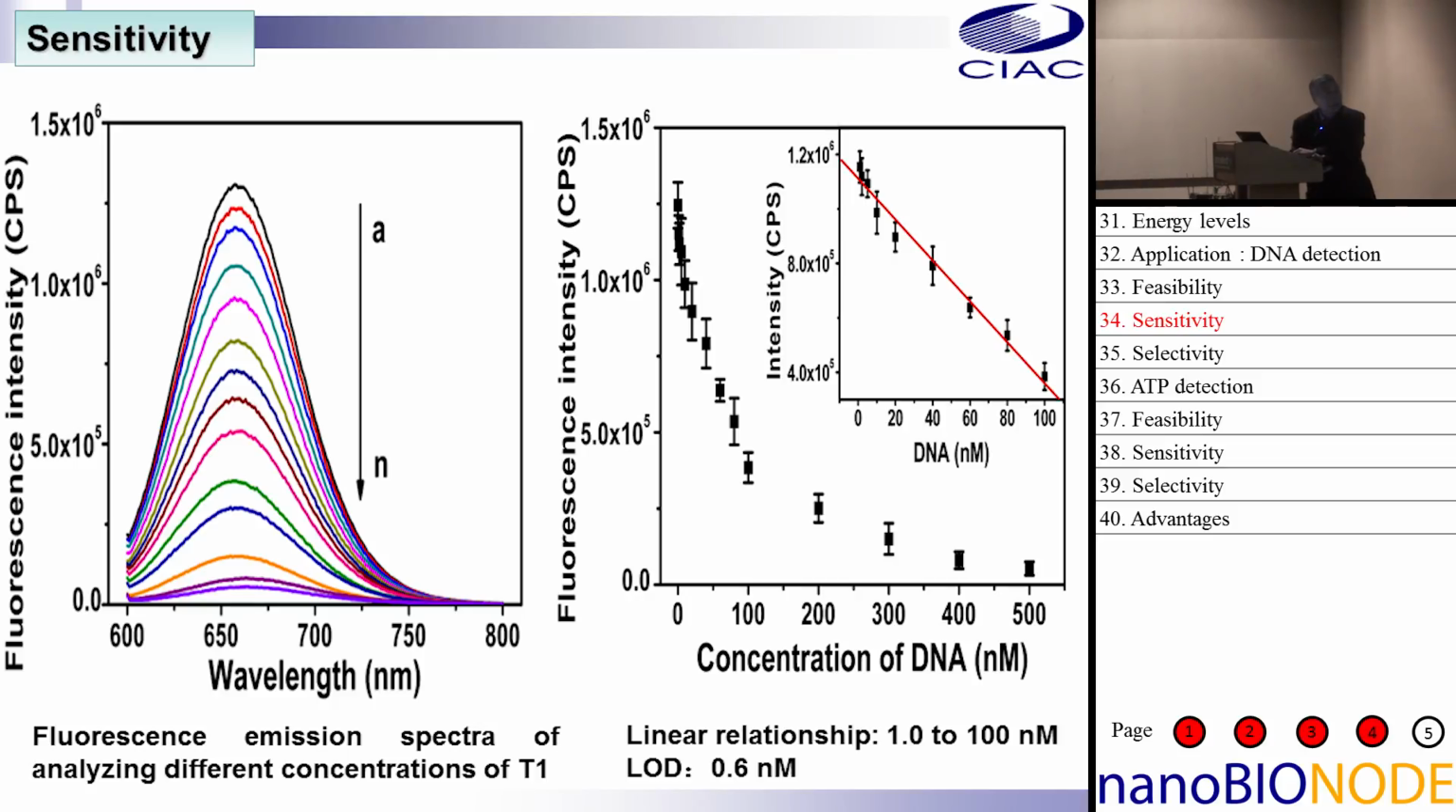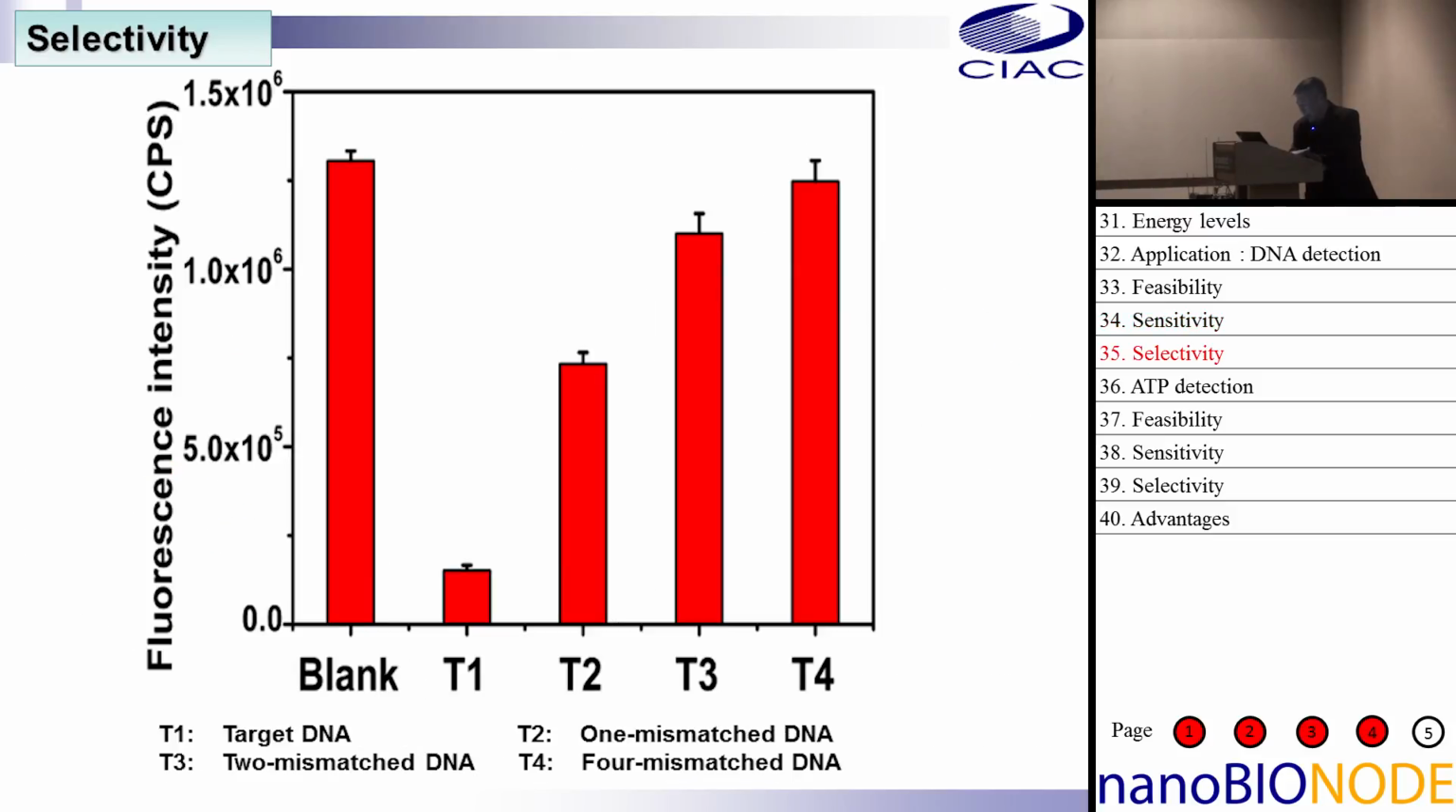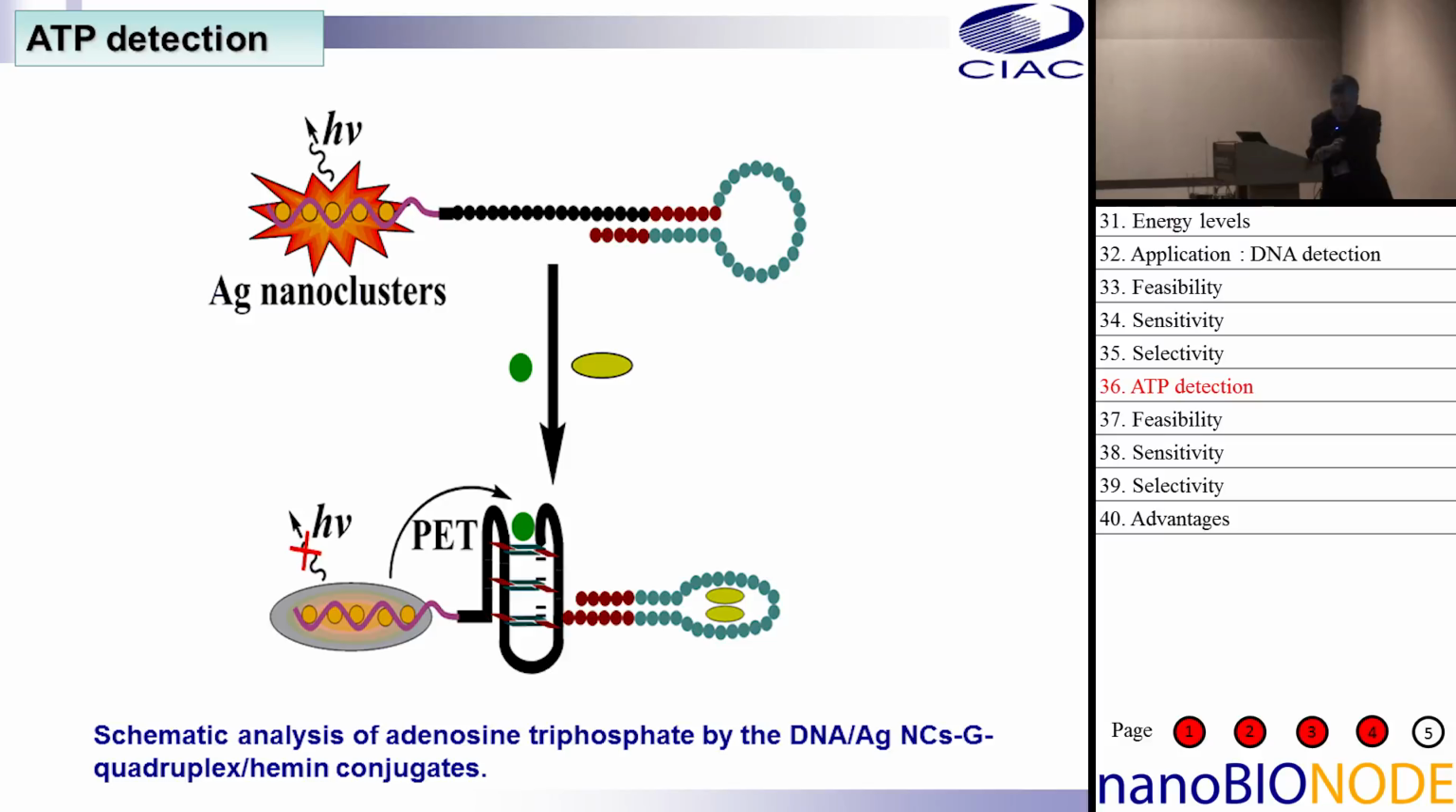And this also shows you the selectivity is very good, because, for example, T1 is the target, T2 is the one mismatch DNA, T3 is two mismatch DNA, and this is four mismatch DNA. I think time is over.